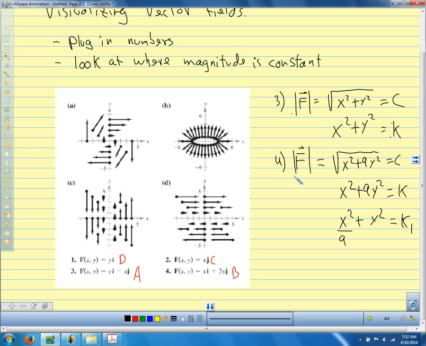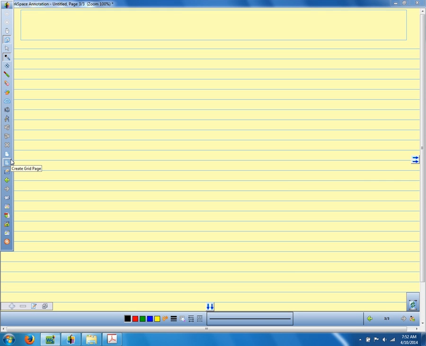All right, next important idea, and this will be something that we use throughout the chapter. The idea of a conservative vector field.